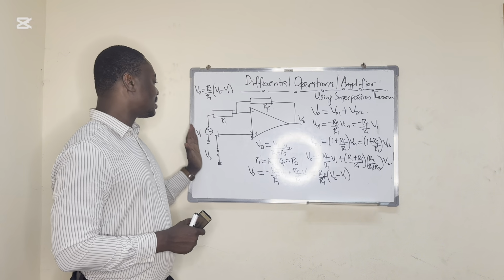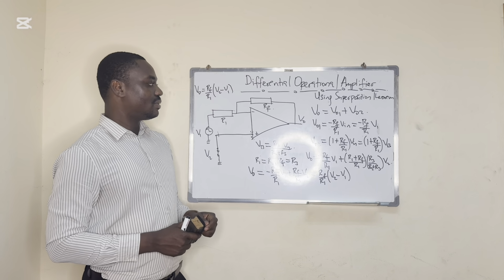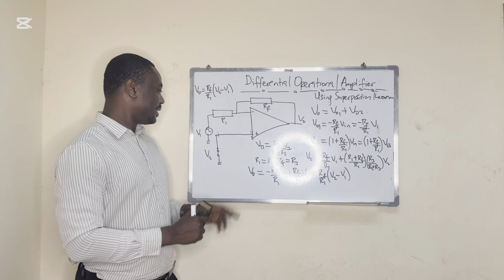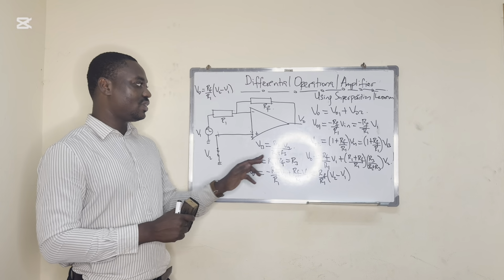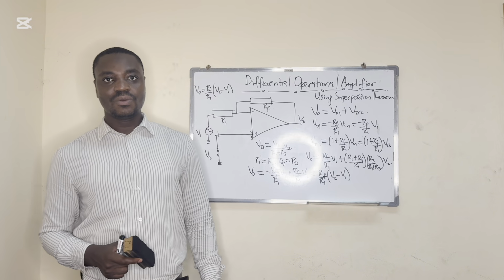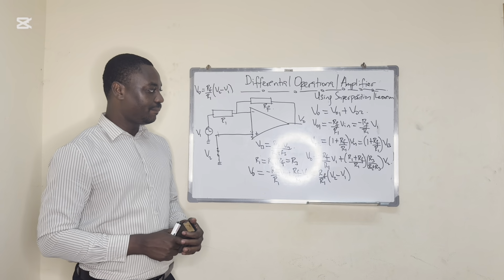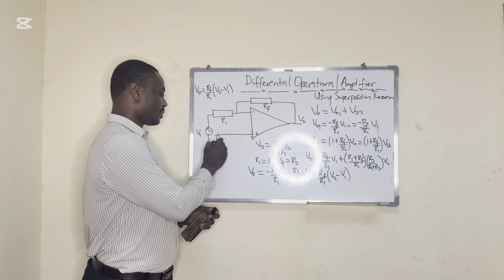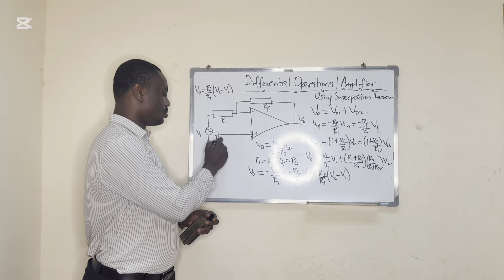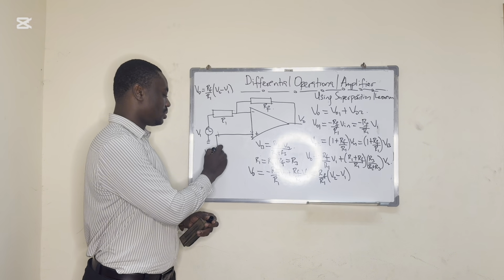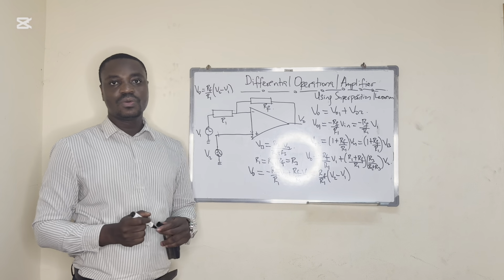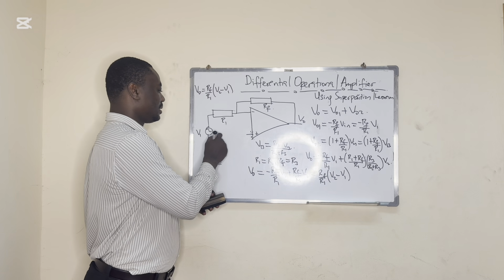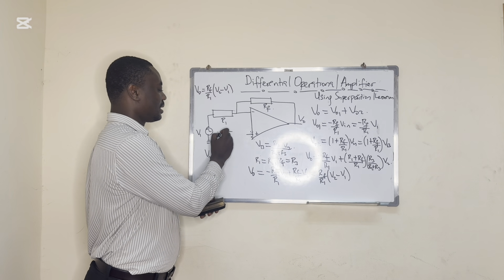V in is a voltage source, right? When it comes to the input voltage for the inverting operational amplifier, that is going to be V1. So V in here is just the same as V1, and then we get this formula. That is how we get the first output due to V1 acting alone.